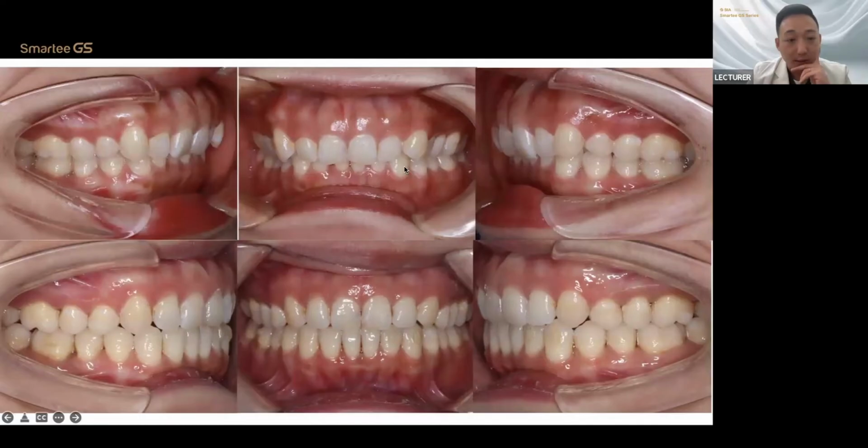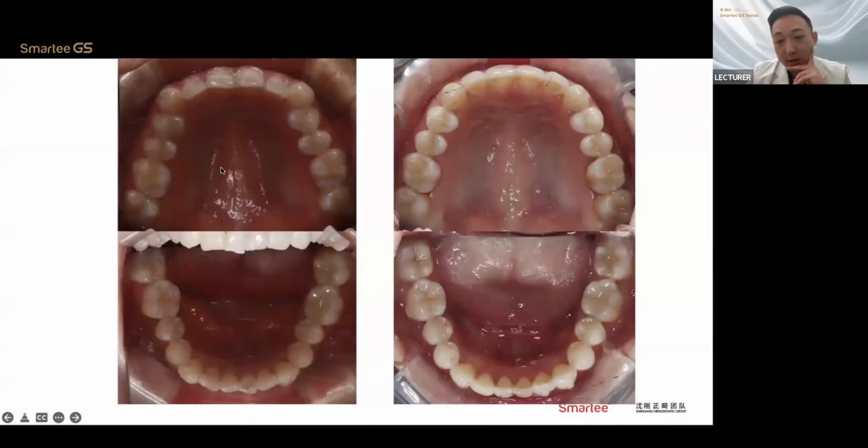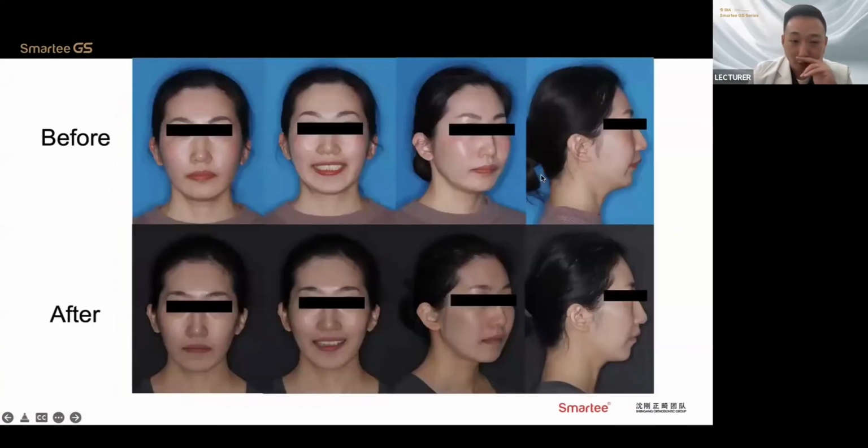Okay, here's the comparison. You can see what has changed. And you can see the expansion very clearly. Okay, and in the comparison of before and after for the profile, you can see the mandible is advanced. As the mandible is advanced, the profile is very good.